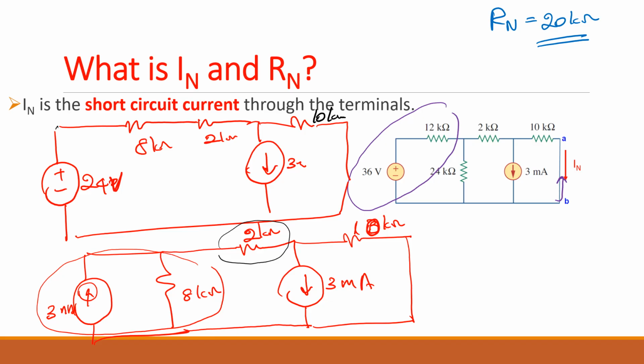Parallel means these two are parallel, the 3 milliamps and 8 kilo ohms. Those two elements are parallel to each other, but the other one is separated by 2 kilo ohms. Do you agree with it or not?